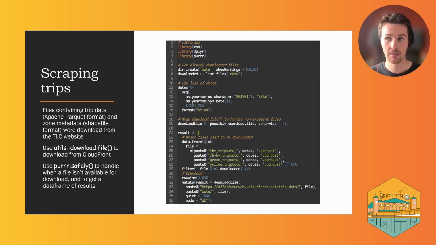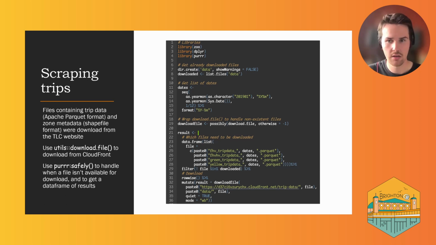There are some issues where some files aren't available. Certain months and certain types of taxi or vehicle won't be available. So what we can use is purrr's possibly function, and we can wrap the download.file function into it. Download.file normally returns a 0 when it's successfully downloaded the file, but I say, if you fail to download the file, just return -1 instead.